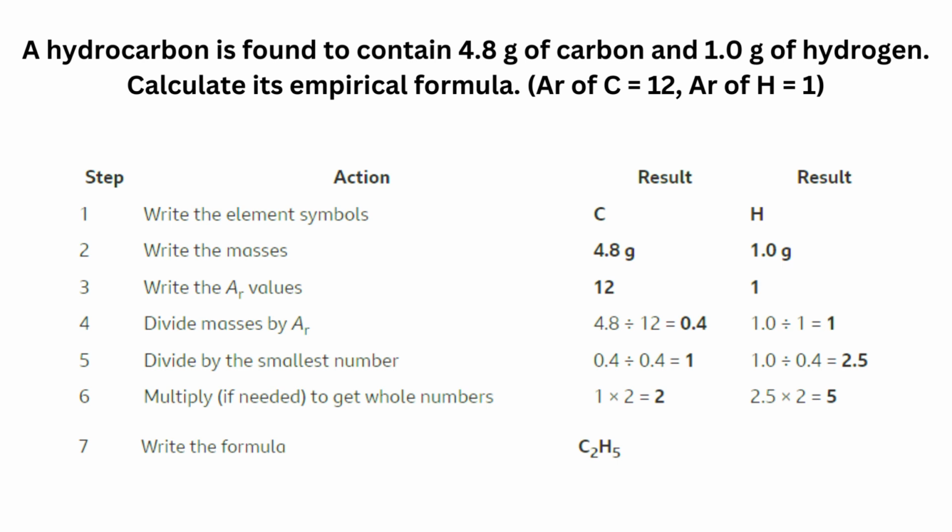Example, a hydrocarbon is found to contain 4.8 gram of carbon and 1 gram of hydrogen. Calculate its empirical formula. Ar of carbon is 12 and Ar of hydrogen is 1. Steps are shown over here and the formula is C2H5.